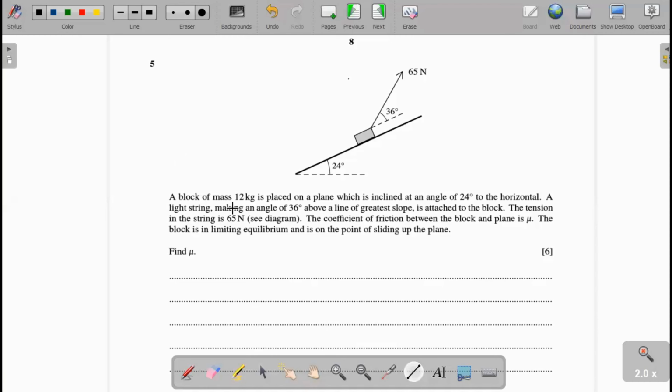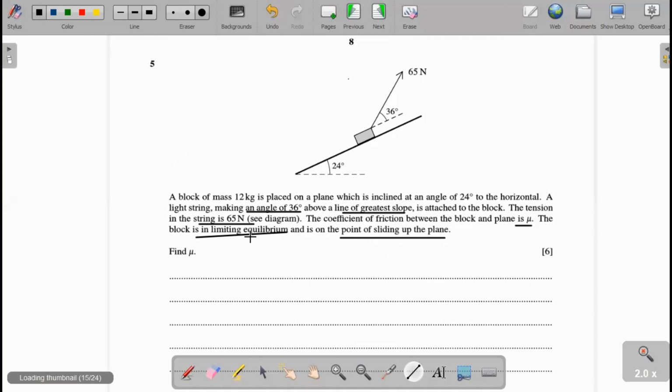Question: A block of mass 12 kg is placed on a plane which is inclined at an angle of 24 degrees to the horizontal. A light spring making an angle of 36 degrees above a line of greatest slope is attached to the block. The tension in the spring is 65 Newton. The coefficient of friction is mu, and the block is in limiting equilibrium, and the point is sliding up the plane. Now we see the information given here.